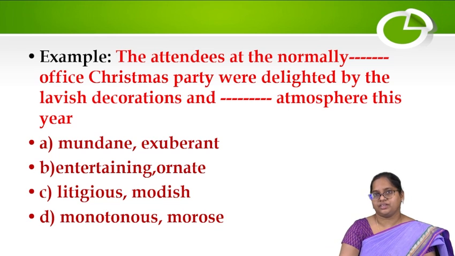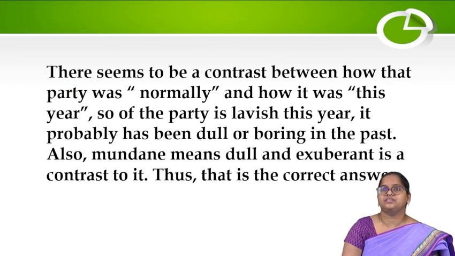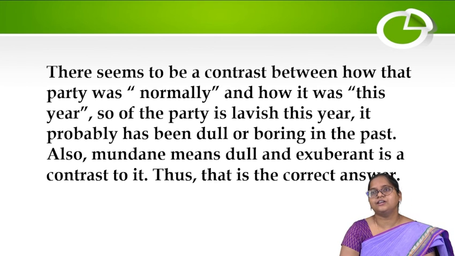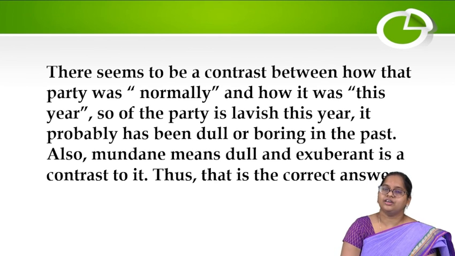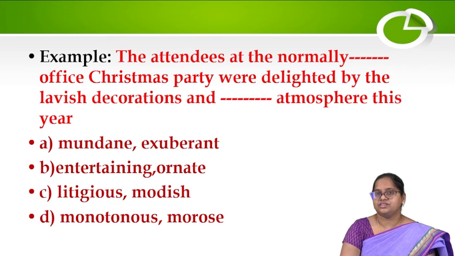Earlier it was not like this, so the contrast is very much understood. The party is lavish this year. What is the answer? Dull and exuberant: mundane and exuberant is the right answer. This is how you have to solve the questions given below.